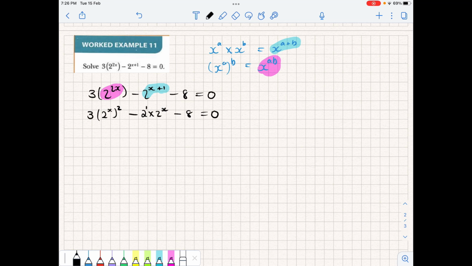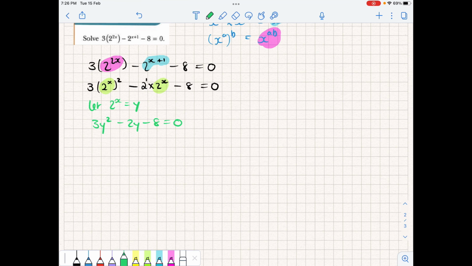And what you can see now is that what we've formed is a quadratic equation. Here's my x term. So we can either do this intuitively, or we can let 2 to the power of x equal y. And so you'll get 3y squared minus 2y minus 8 equal to 0. All right, and now we can just factorize.